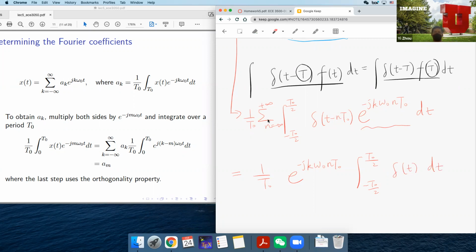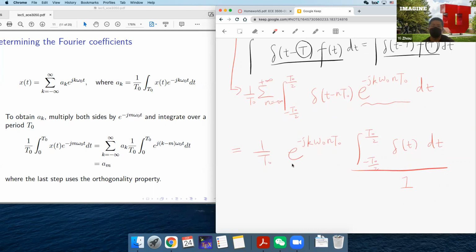But only n equals 0 will give this integration constant value, and this is just 1 because it's integrated over the impulse. By definition, it is 1. If n is other than 0, then this impulse will be shifted outside this interval. Then the integration is only over a 0.